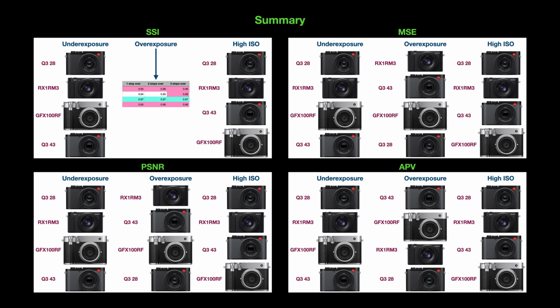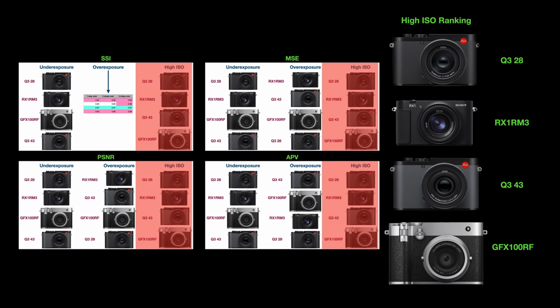And if you want to go through the 3 different stress categories, let's start with the easiest one, that's high ISO, because on high ISO there's nothing to argue. And I mentioned before a certain pattern coming out here. And you see number 1 is always, with respect to all 4 metrics, the Q328, then it's always on rank number 2, the Sony RX1R III. Rank number 3 is always the second Leica Q3. And the worst performance we always had with the Fuji GFX100RF.